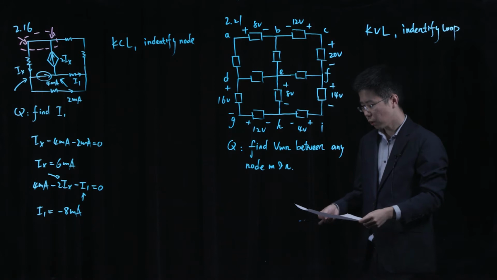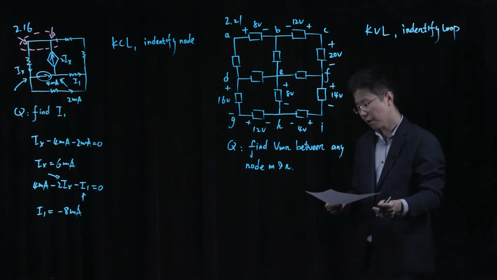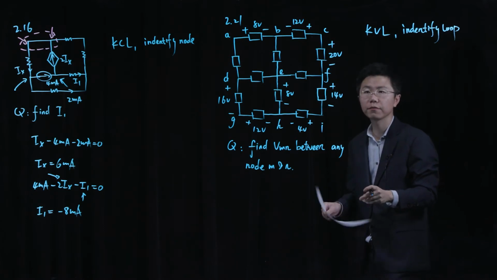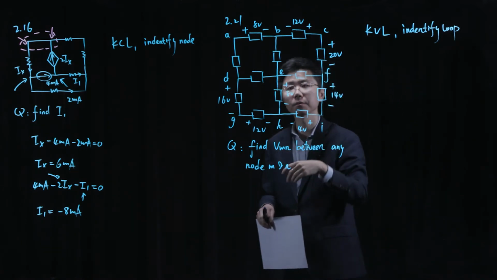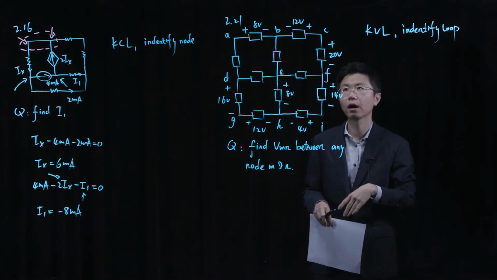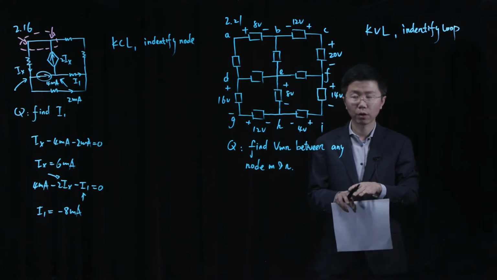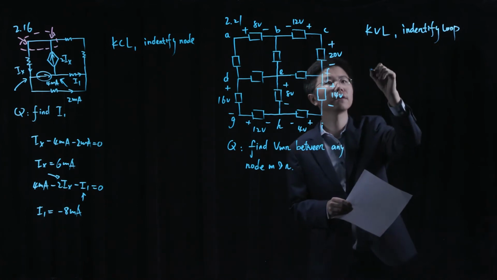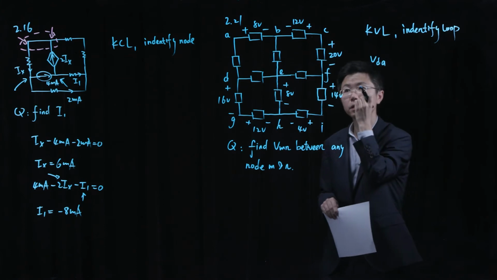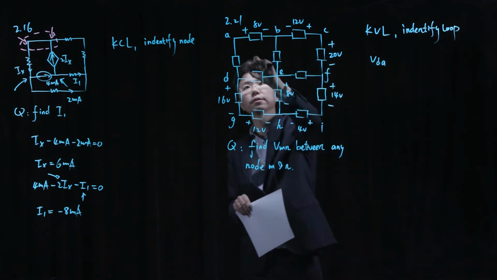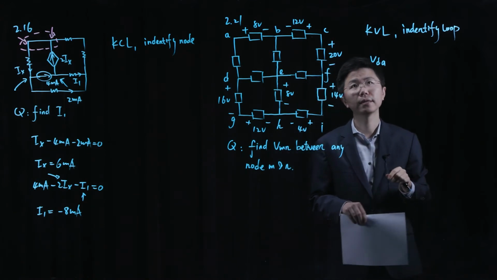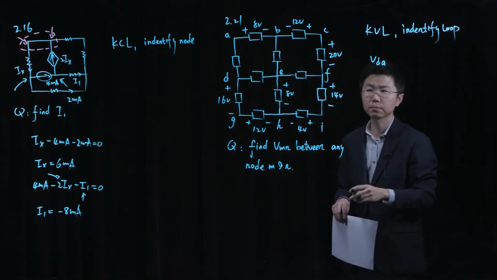In this question, it lists quite a few different voltages we want to find out. Here we're only going to do one or two examples to give you a feeling for how to solve this. For example, we're interested in finding VDA. That is the voltage across this element. To solve this, you can apply KVL in various loops.